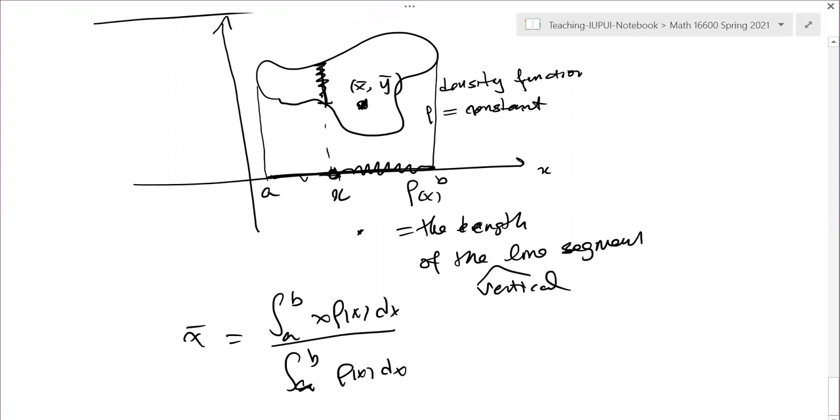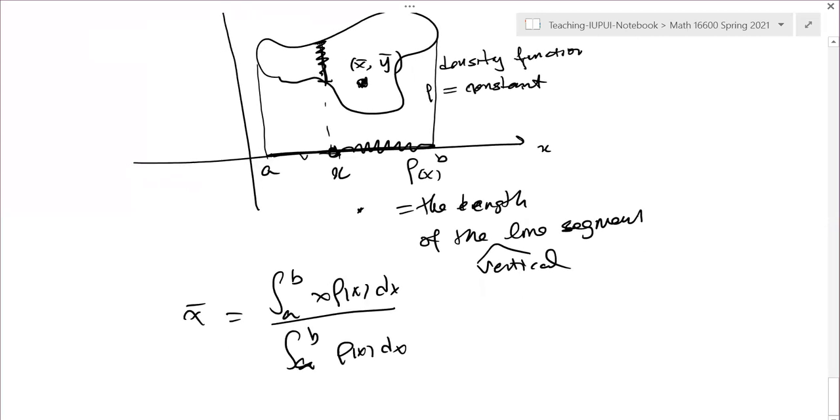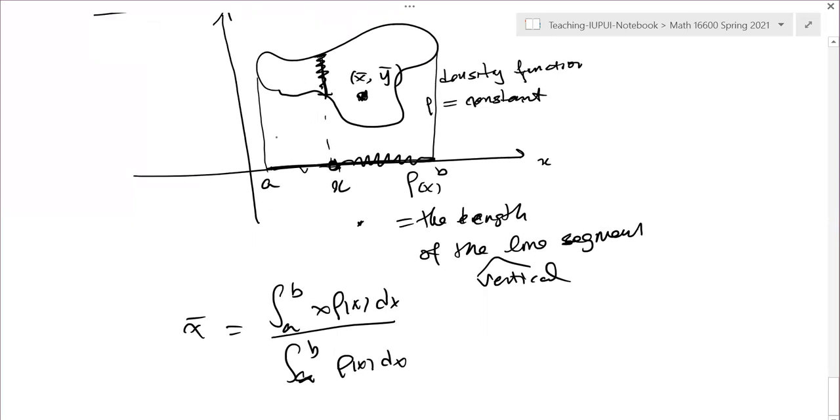Now the question is, how do we find the y bar? This is a pretty tricky problem, because we still want to use the x variable to evaluate the integral. Now, you can do the same way, from c to d: you project everything onto the y-axis.